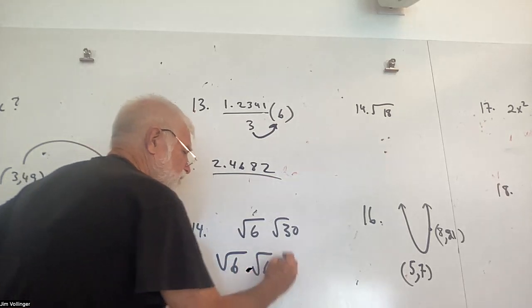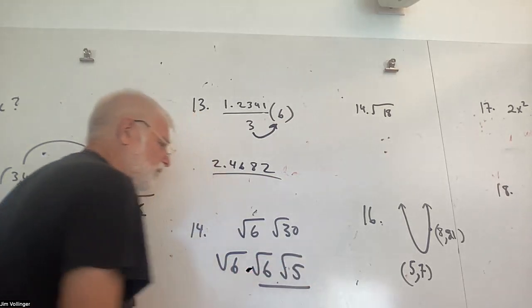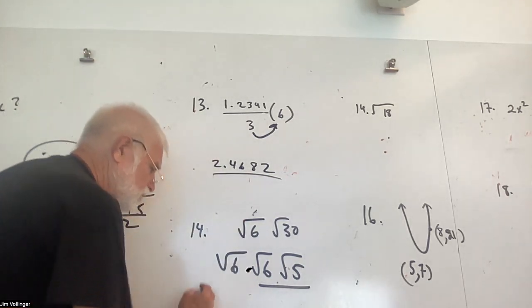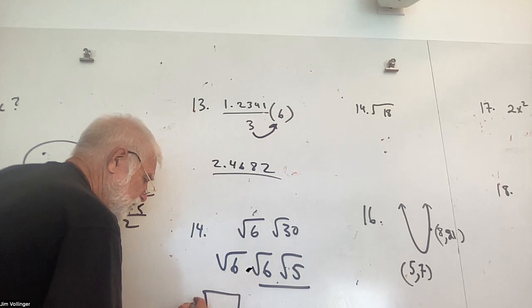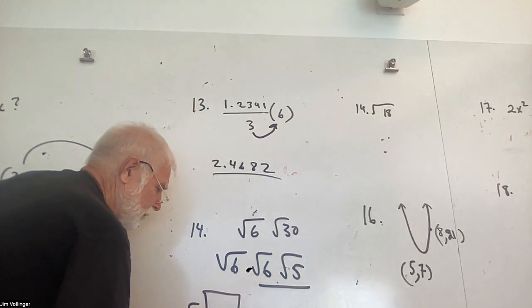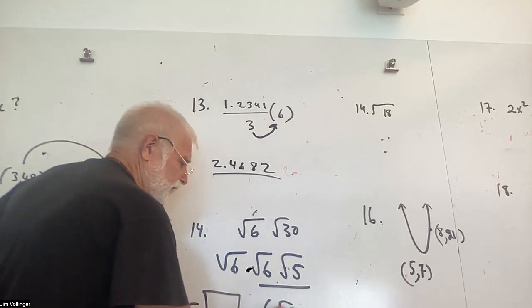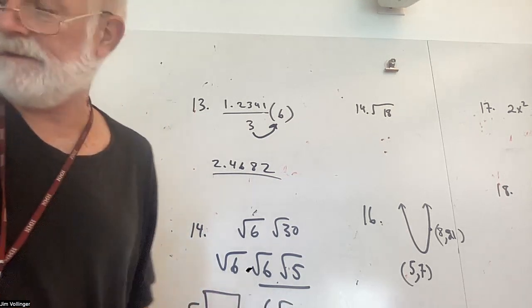Square root of 6 times the square root of 30 could have been written as the square root of 6 times the square root of 6 times the square root of 5. That's the square root of 30. I don't have time to explain why. But the square root of 6 times the square root of 6, by definition, gets us 6. So this is 6 root 5. I have to pick up the pace or I'm not going to get this done.